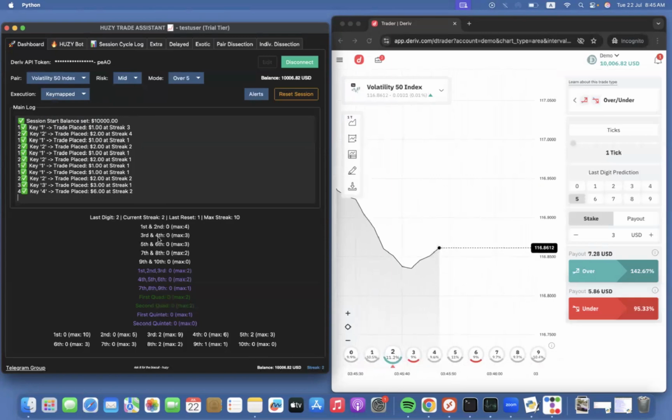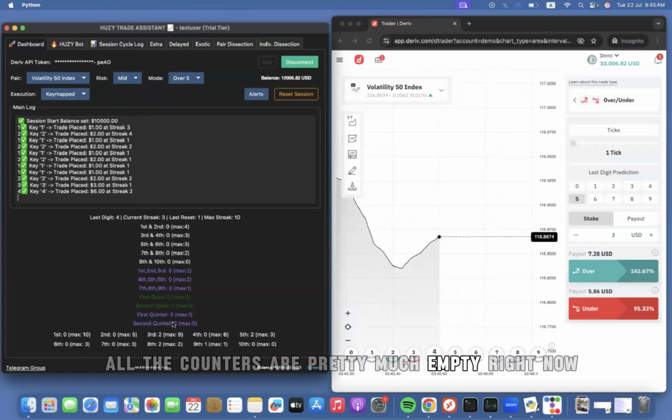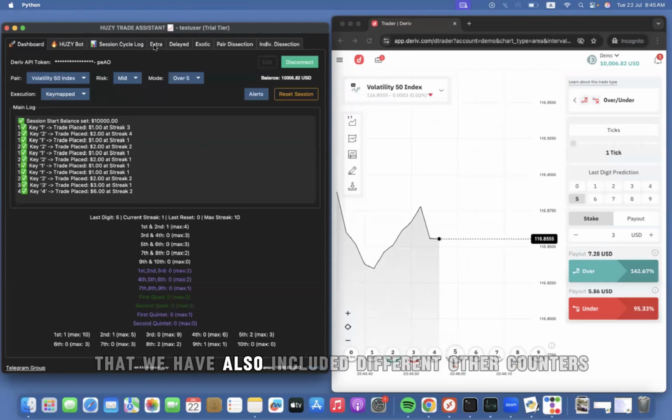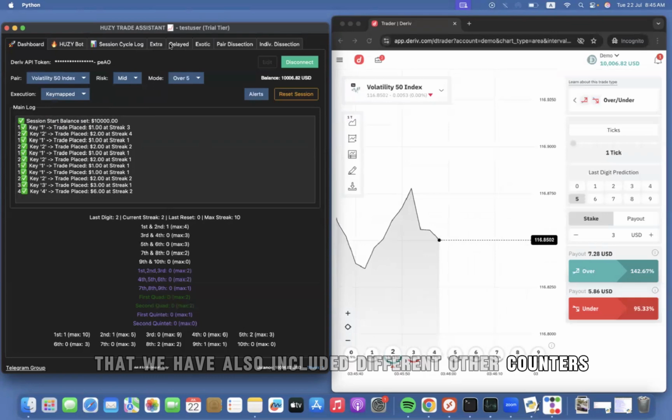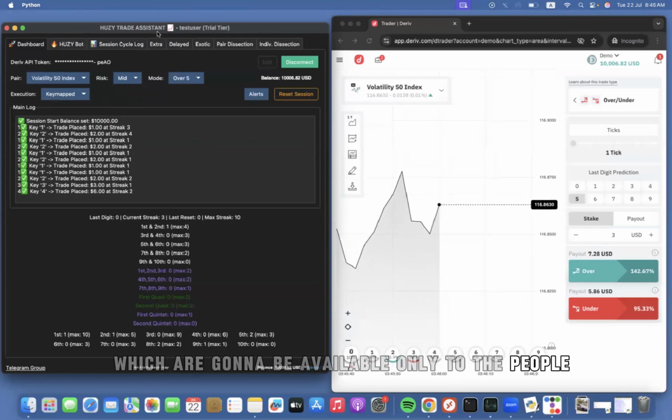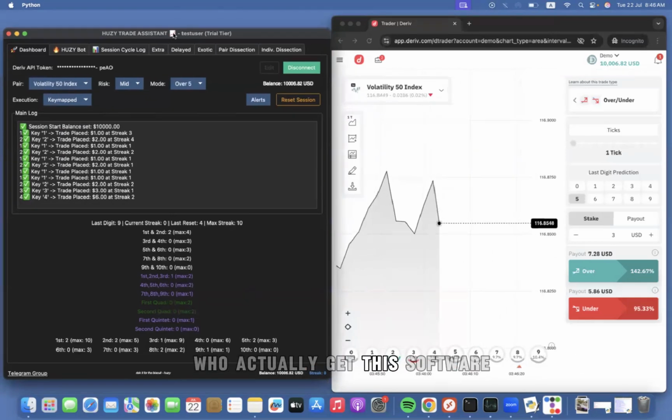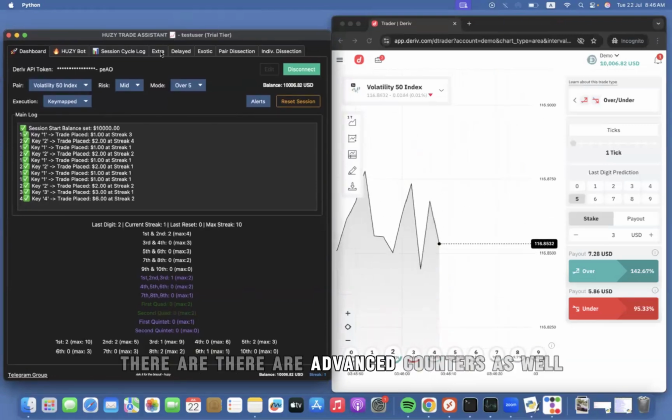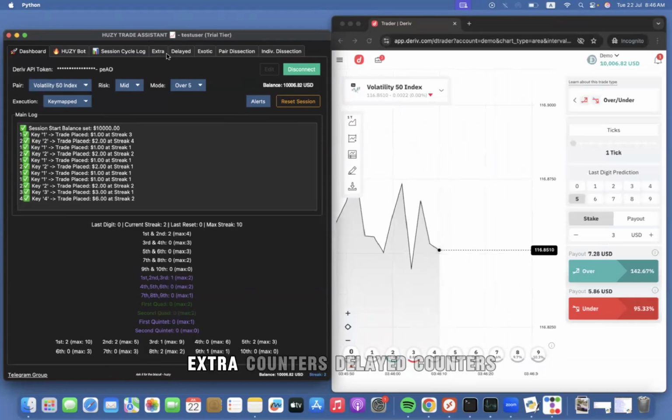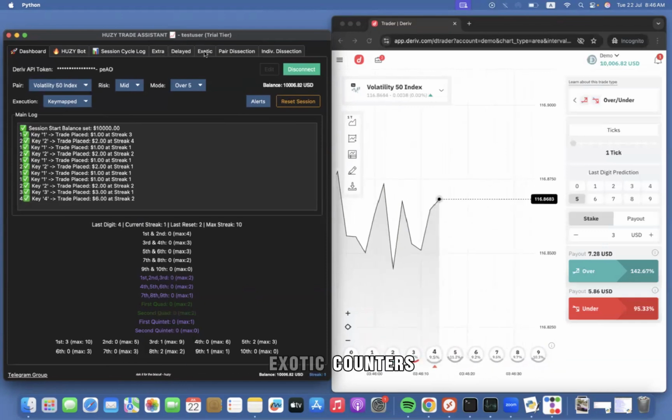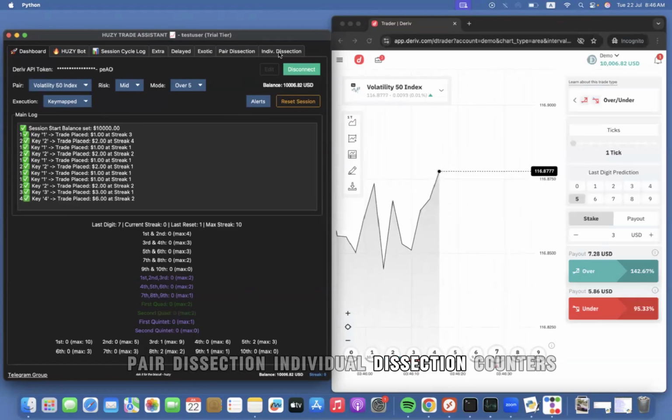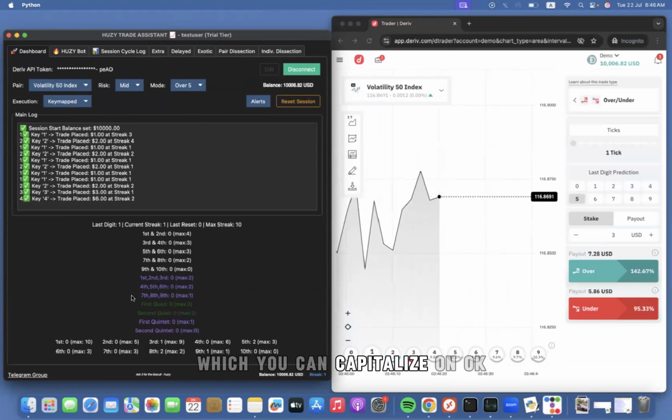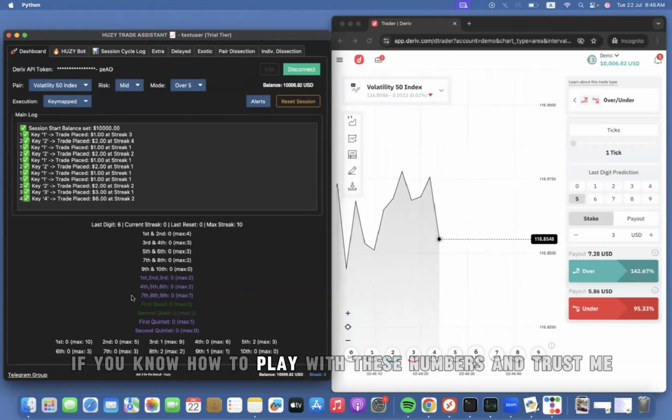Okay. All the counters are pretty much empty right now. So like I was telling you guys, we have also included different other counters, which are going to be available only to the people who actually get this software and buy a subscription for it. Okay, there are advanced counters as well. Extra counters, delayed counters, exotic counters, pair dissection, individual dissection counters. So there's a very big game going on over here, which you can capitalize on, if you know how to play with these numbers.